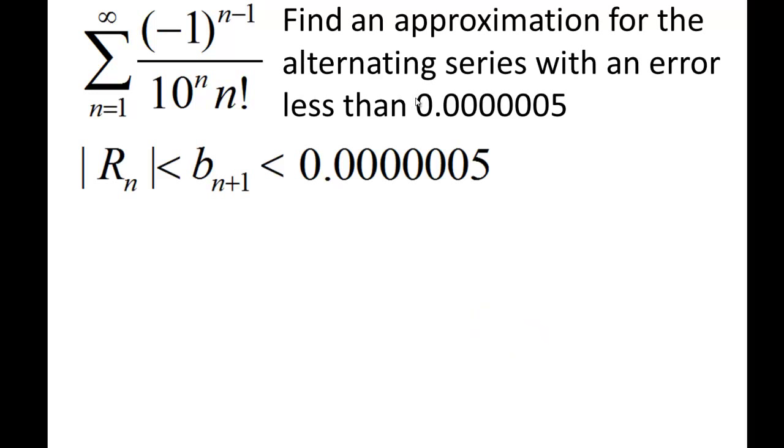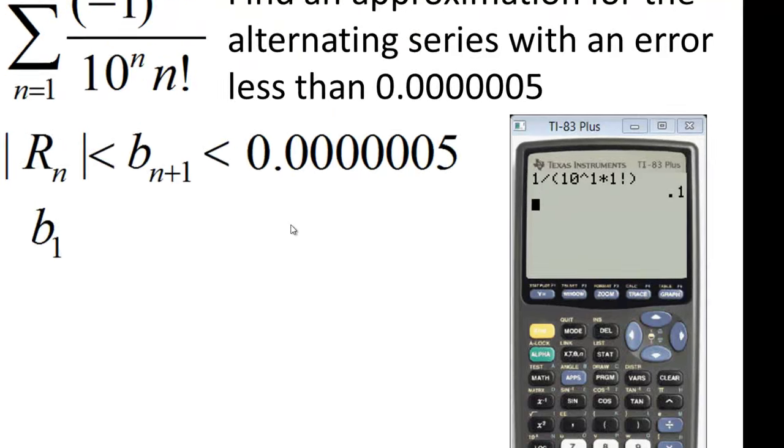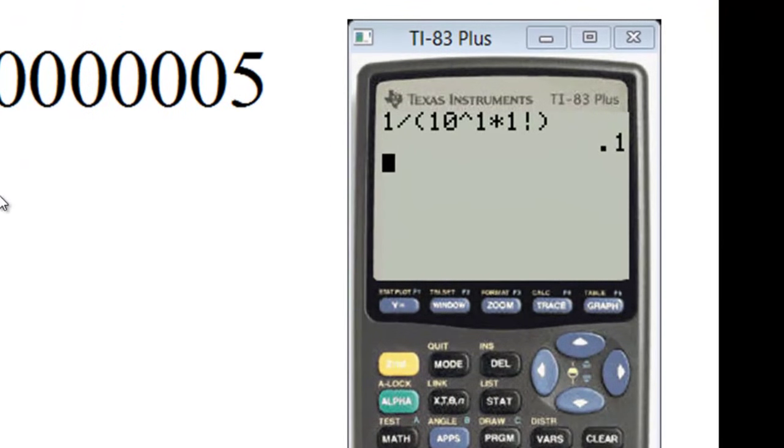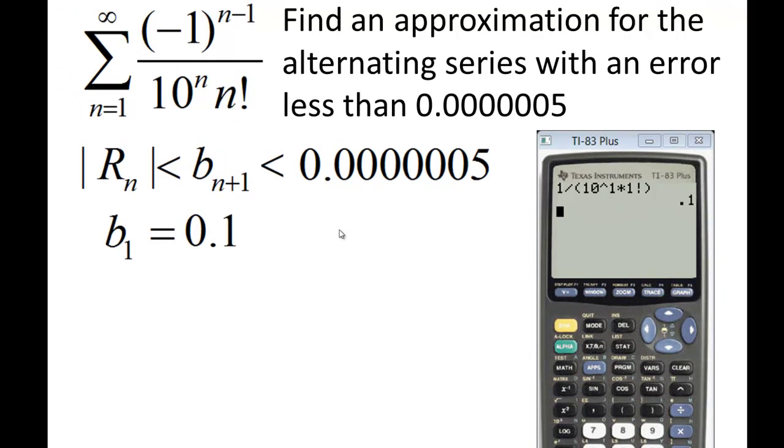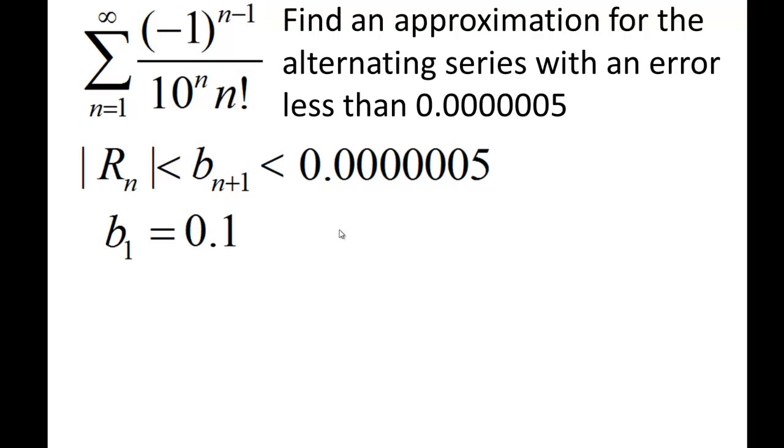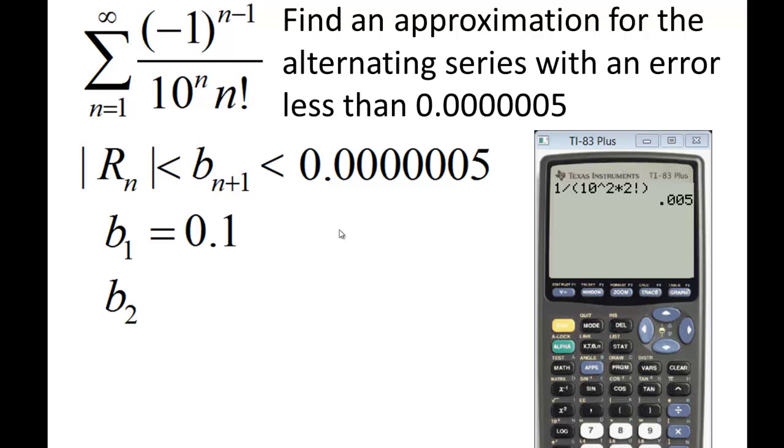Alright, so I'm going to just rearrange the problem here so the question's up here. So I'm going to start going through all the b values in the sequence and find one that's smaller than this. So let's start with b1. Pull out your calculator, and I already typed it in and I got 0.1, so my first term is 0.1. That's not less than the error, so I have to keep going. Find B2, take out the calculator again, type it in, and we get 0.005. Again, that's not less than the error, so we move on.